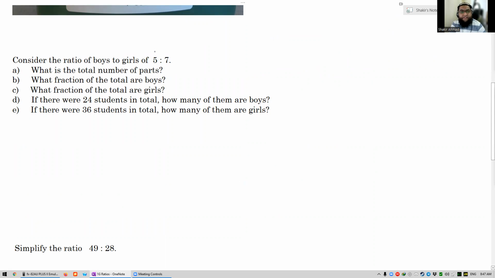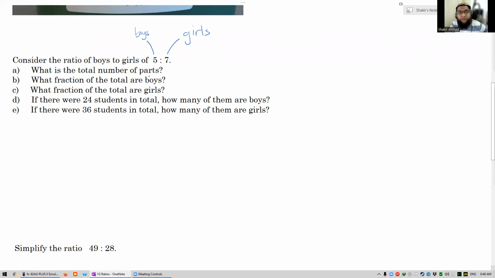That means for every 5 boys, there are 7 girls. Now, that is not saying that there are 5 boys and 7 girls. There might be, we don't know. But the point is, for every 5 boys, there are 7 girls. There might be 10 boys and 14 girls. It's possible because if there are 2 lots of 5 boys, which is 10 boys, there are going to be 2 lots of 7 girls, which is 14 girls. 5 to 7 means for every 5 boys, there are 7 girls.